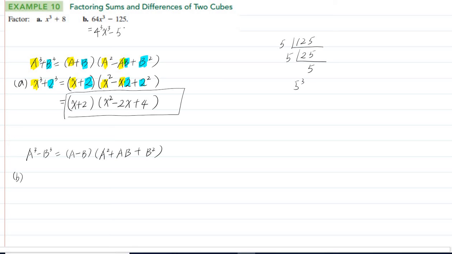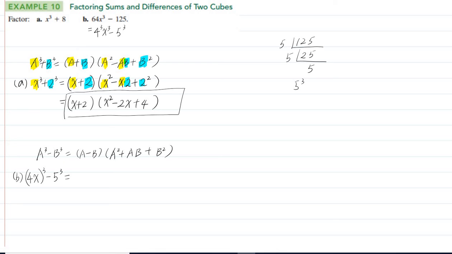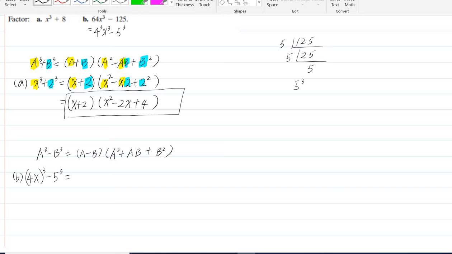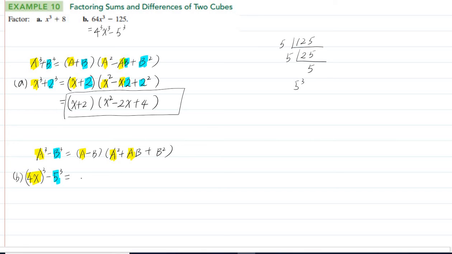So I'm going to write down here 5 cubed. So I'm going to write this whole thing. That will be 4x cubed minus 5 cubed. So now we can look at our A and B. It's the same thing we have done earlier. Which means we're going to have 4x minus 5, and then we're going to have 4x, the whole thing squared, plus 4x and then multiply B, which is a 5, and plus 5 squared. Alright.